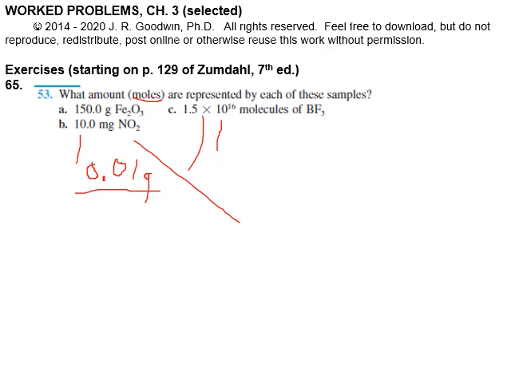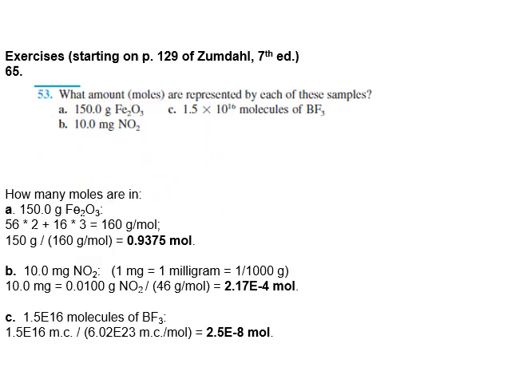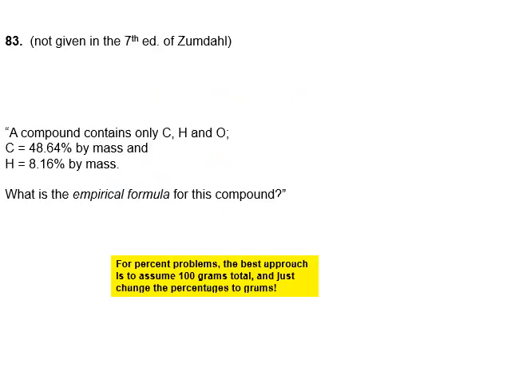And then for A, it's just divide 150, which is how much we have, by whatever Fe2O3 weighs. Fe is about 56, so two of these Fe's would be 2 times 56, which is 112, and 3 times 16 for O would be 48. So 112 and 48 should be 160. So you divide 150, which is how much you have, by 160, which is how much 1 mole weighs, and that's almost 1 mole, like 0.95 moles. So let's go to the next slide.